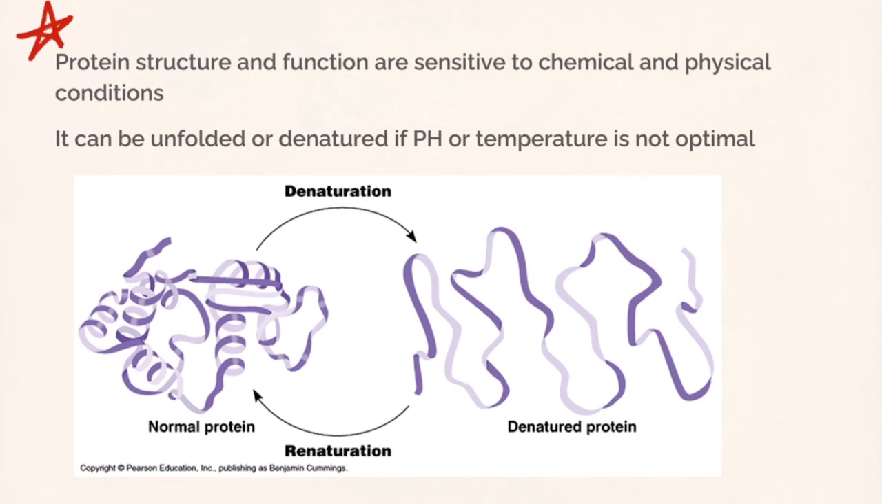Proteins have an important property that they are very sensitive to chemical and physical conditions. pH or temperature must be in an optimal condition for bonding. If the condition is not optimal, it is not able to do bonding, and so not able to function. This was the last thing I was going to say in this lesson.